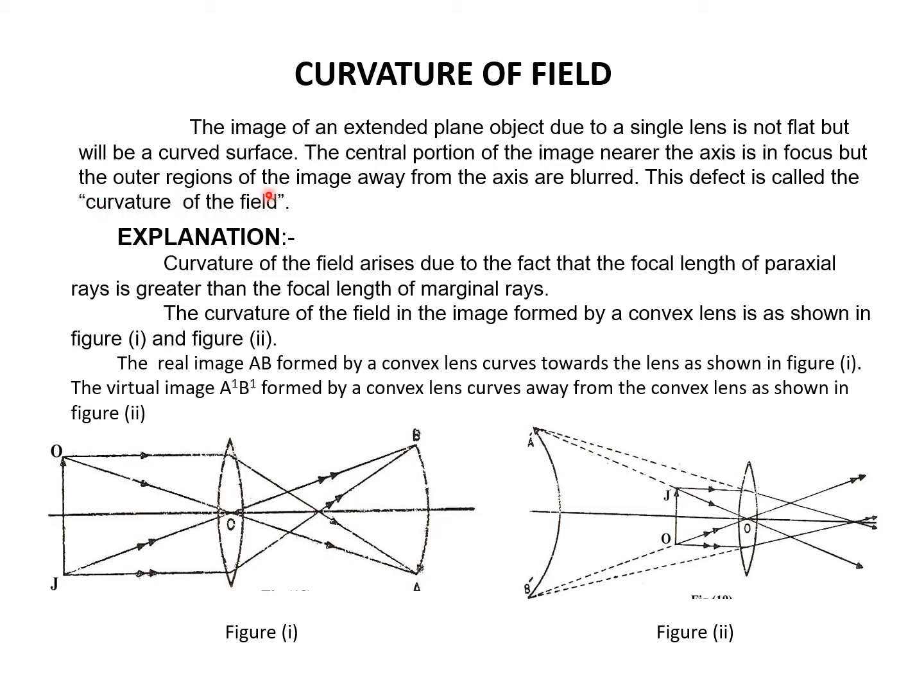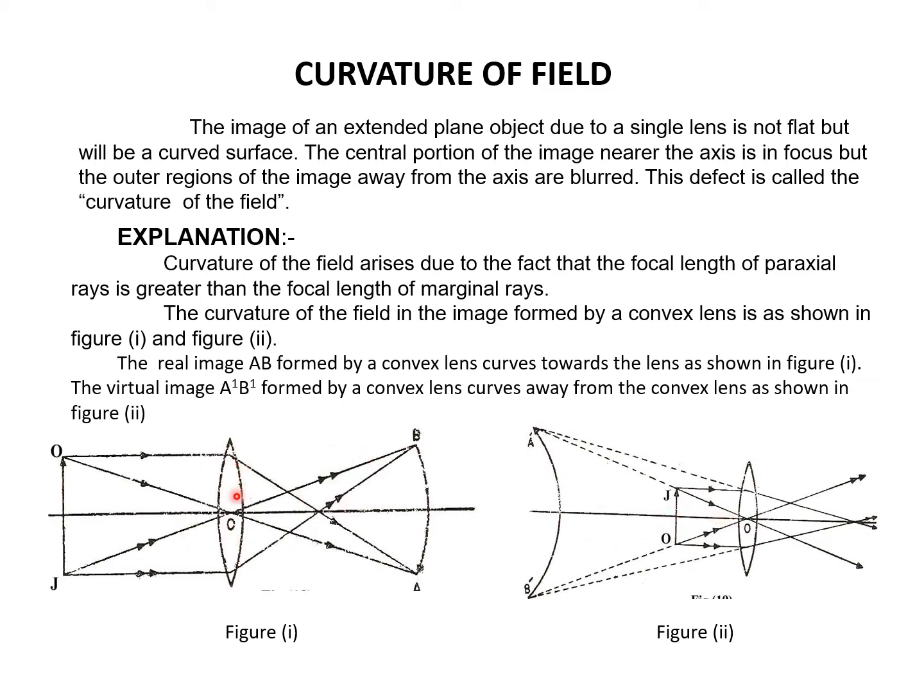So, curvature of the field is the defect in forming the image of a flat object by a lens. The image of a flat object is not flat, but it is curved. Now, coming to the explanation, curvature of the field arises due to the fact that the focal length of paraxial rays is greater than the focal length of marginal rays. Now, the curvature of the field in the image formed by the convex lens is of two types. First one is this, and the second one is this.